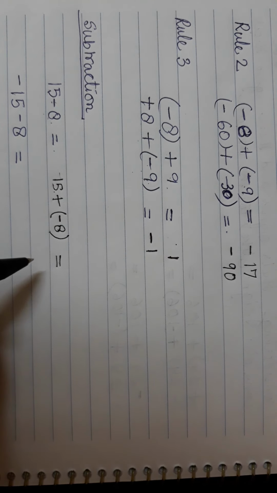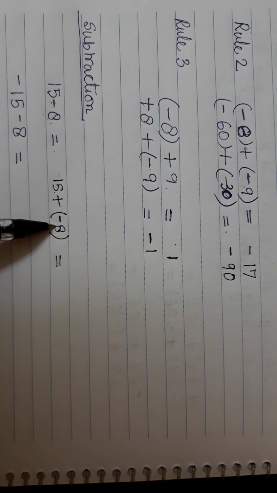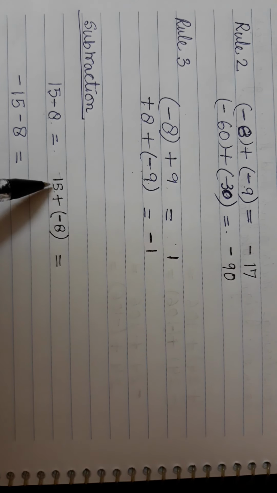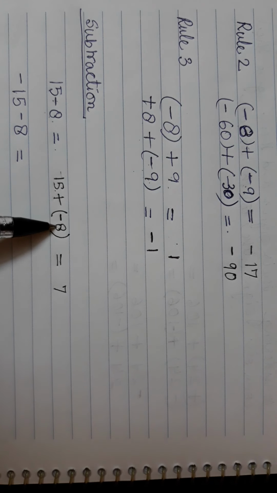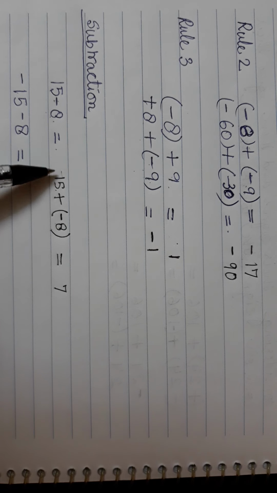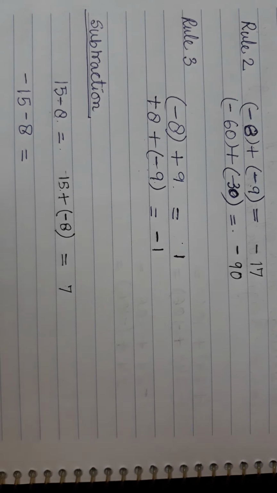Because the signs are different, I will find out the difference. So 15 minus 8 gives you 7. Now look, which number is greater out of these two? 15 is greater, 15 is positive, so my answer is positive over here. Fine.